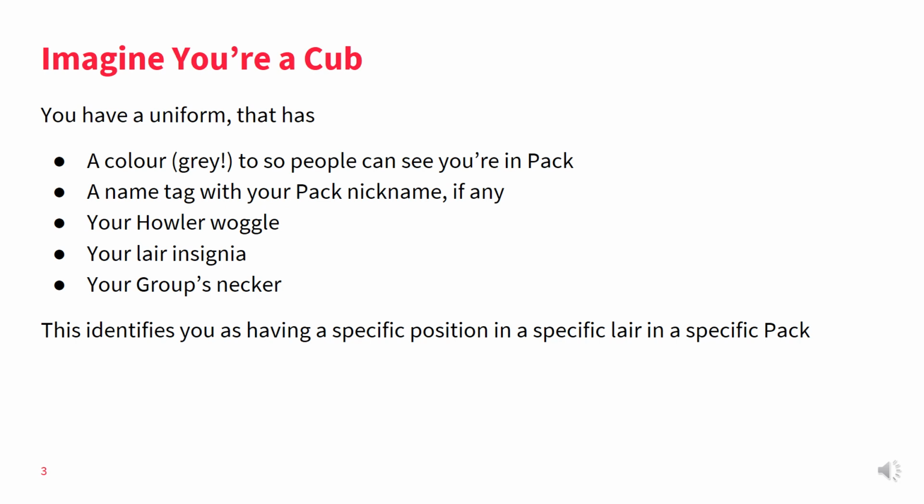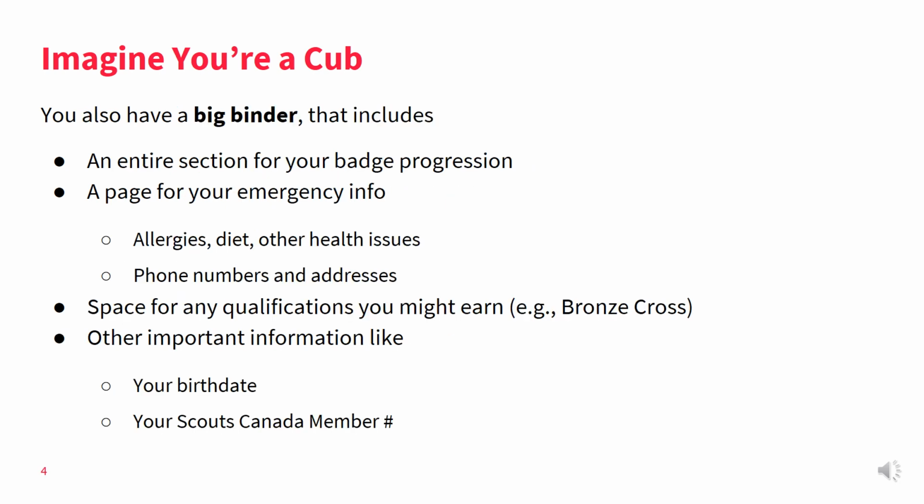Imagine a paper-based system where there's no ScoutsTracker involved and you're a cub in a pack. As a cub, you've got a uniform which includes a gray shirt. This tells people you're in pack. You might wear a special woggle which tells people whether you're a tracker, a runner, or a howler. If you belong to a lair, you've probably got an insignia so people can identify which kids should be together. And there's a bunch of other information that all identify you as belonging to a specific pack and in that pack having a specific role.